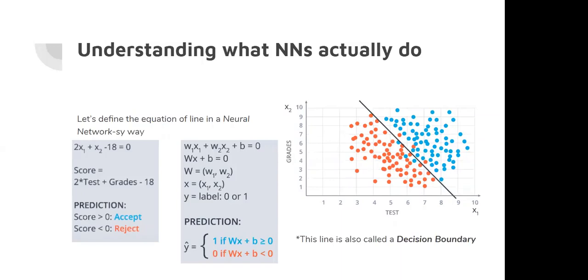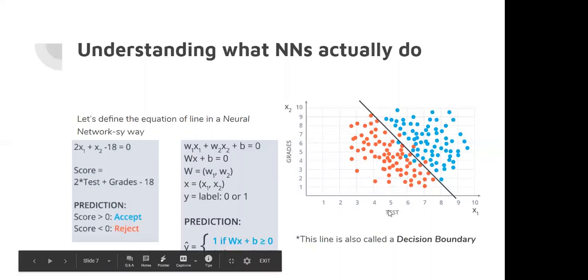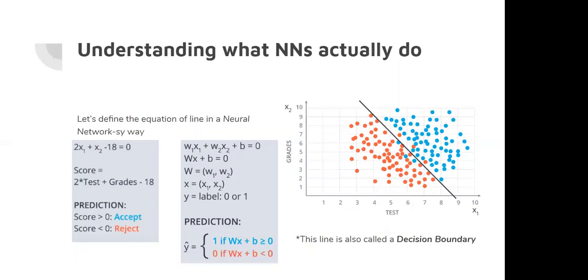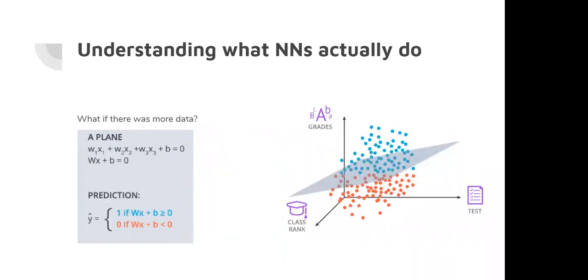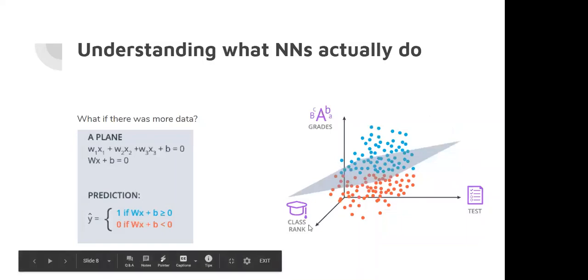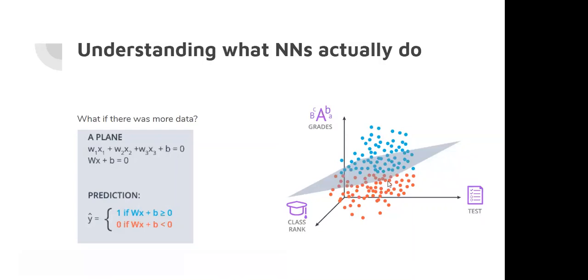What if you had a 3-dimensional data set? So instead of just grades and tests, let's say I add another axis that I call rank. That becomes a three-axis, three-dimensional data set. What are you going to do then? You're probably going to draw a plane. So always remember this, it's going to come in pretty fast. If you have a 3-dimensional data set, you're going to draw a 2-dimensional plane to separate this data set.